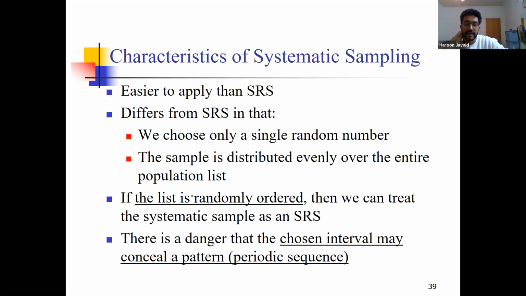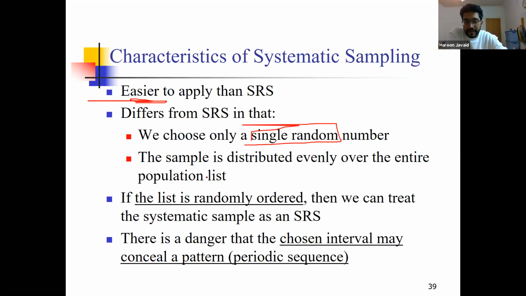Okay, so the good thing about this is that it's easier to apply than simple random sampling. In simple random sampling, you basically just have an electronic generator, and you generate the list. Over here, it's easier to apply because you don't have to do that, okay? Over here, you only select one single random sample, and then it's evenly distributed over the entire population.